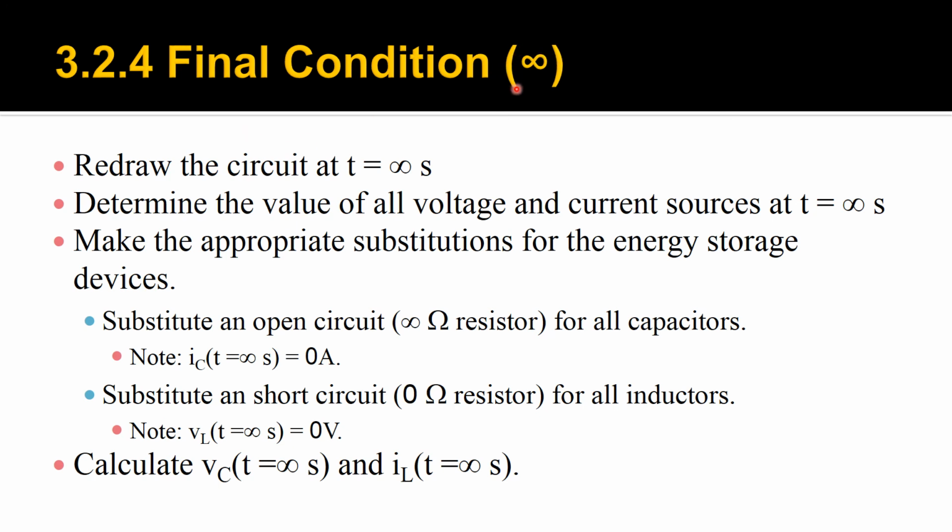Final condition means the steady state, or at infinity. So you need to redraw the circuit again at t equals infinity, the steady state, and determine the value of all voltage and current sources at t equals infinity. Then you make the appropriate substitution again, similar to the one you used just now. For all capacitors, apply open circuit, and for all inductors, apply short circuit. And then you can calculate VC steady state and IL steady state, or VC infinity and IL infinity.